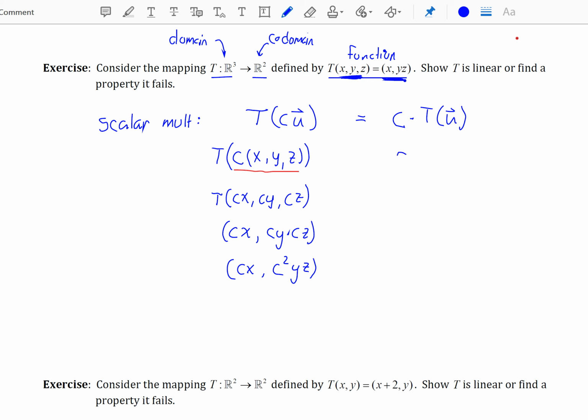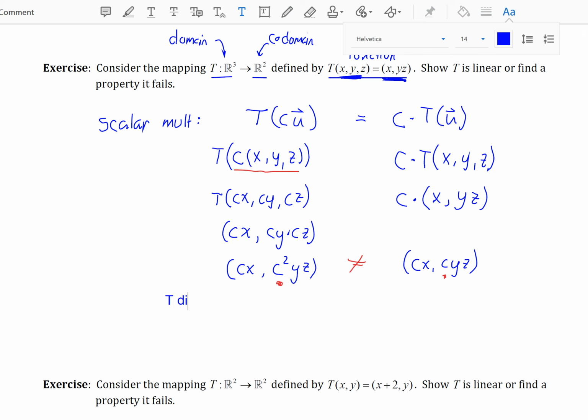Now the right-hand side. We'll look at c times T of a typical element in our domain. We'll apply T to that ordered triple. First component stays the same. Our second is the product of y and z. Now we can distribute our scalar c, so we get cx, cyz. Notice that these are not equal because of the c squared versus c, so we can say T does not preserve scalar multiplication, so T is not a linear transformation.